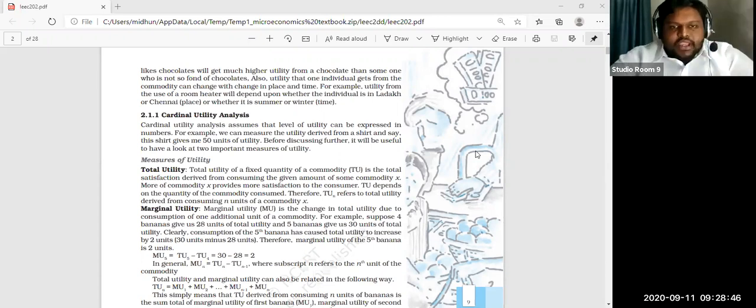Total utility, for a fixed quantity of a commodity, is the total satisfaction derived from consuming a given amount of some commodity, for example X. More of commodity X provides more satisfaction to the consumer. Total utility depends upon the quantity of the commodity consumed. Therefore, TUn refers to the total utility derived from consuming n units of commodity X.